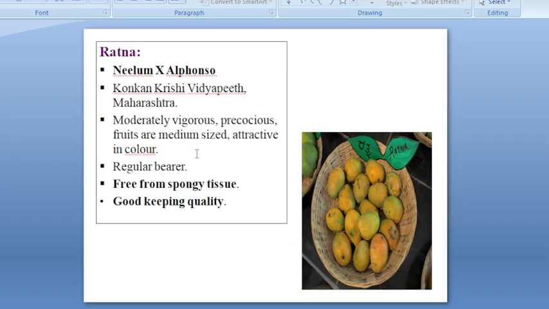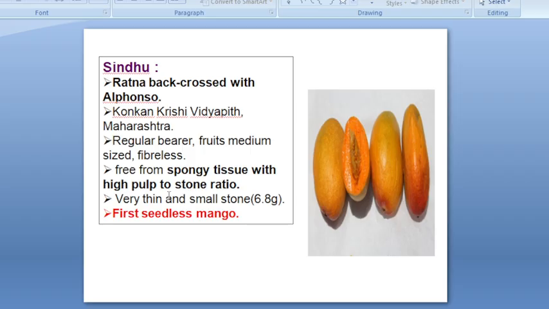Next is Ratna. This is a Neelam into Alfonso. It was developed from Konkan Krishi Vidyapeeth, Maharashtra. It has good keeping quality, and there is no spongy tissue problem in this. Sindhu is one important recent one, we can say. It was obtained by backcrossing Ratna with Alfonso. Konkan Krishi Vidyapeeth developed this. It has regular bearing habit, and the spongy tissue problem is also less.